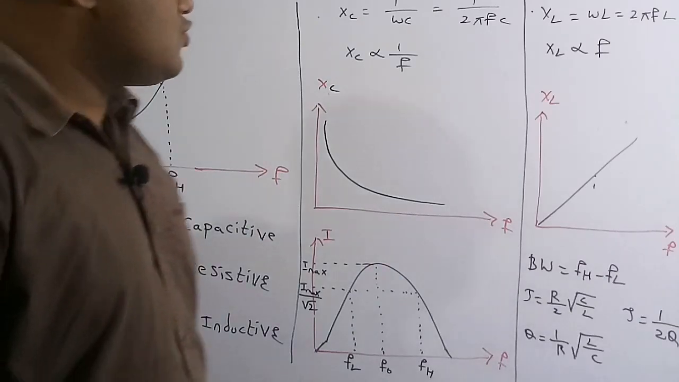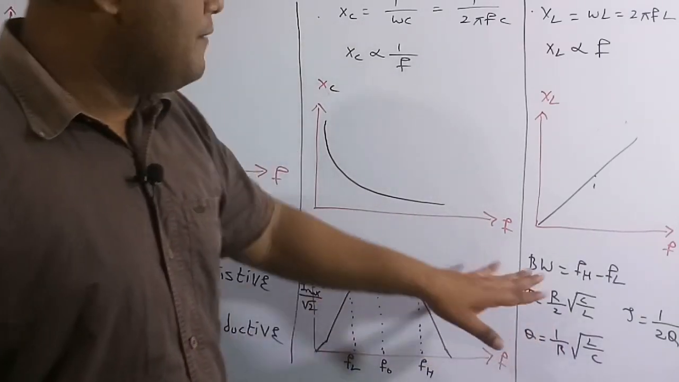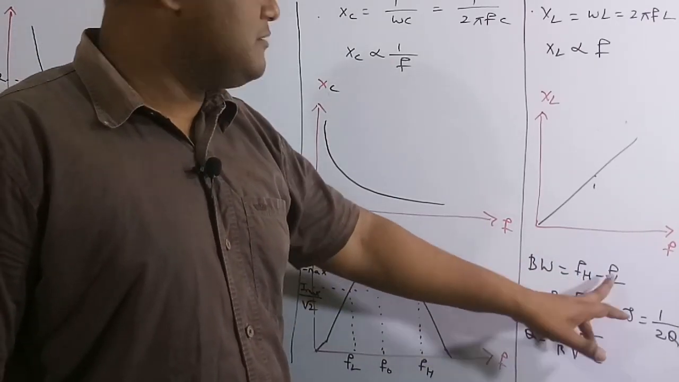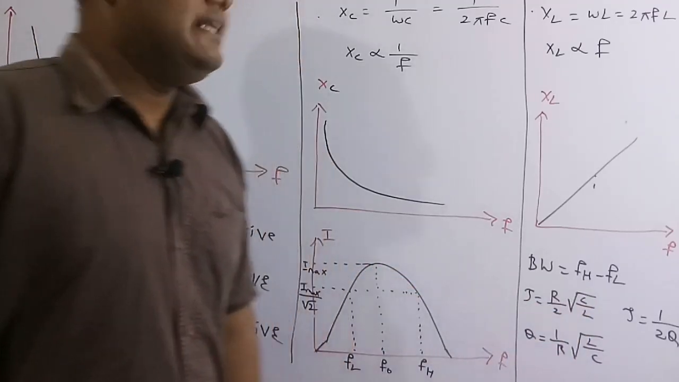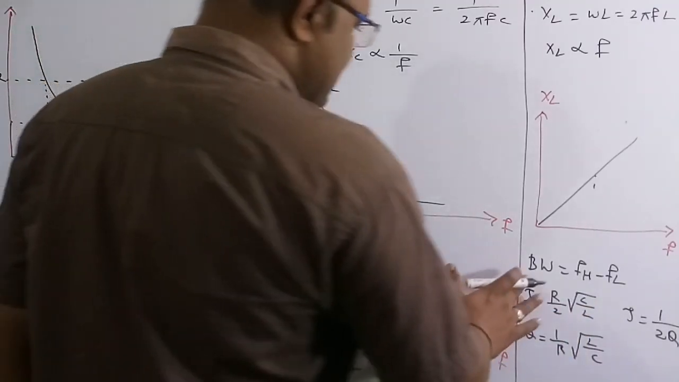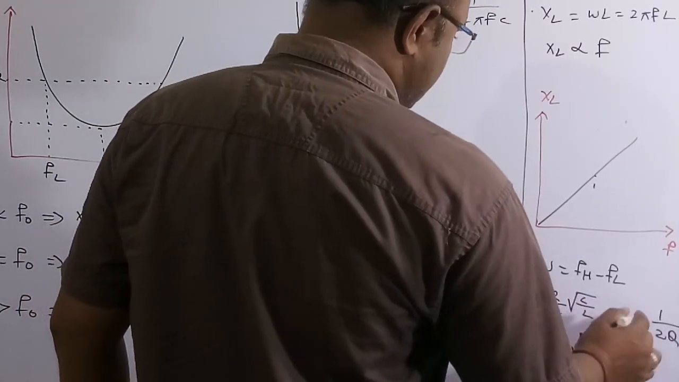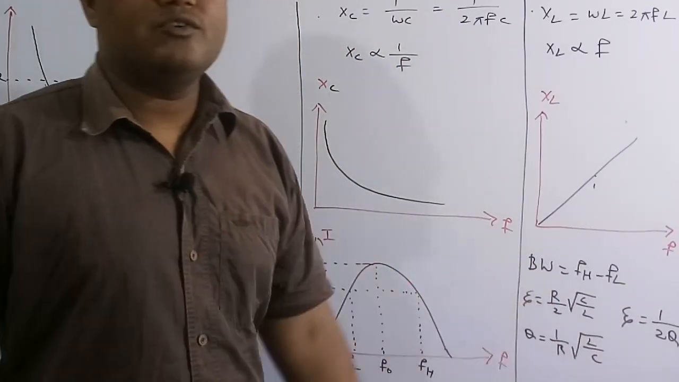So also, if you want to know, these are the important formulas which are going to be asked in any AE examinations. Bandwidth is equal to the high half power frequency minus the low half power frequency. And what is zeta? Zeta is the damping ratio. What is the damping ratio of this series RLC circuit? Zeta is equal to R by 2 under root over C by L.